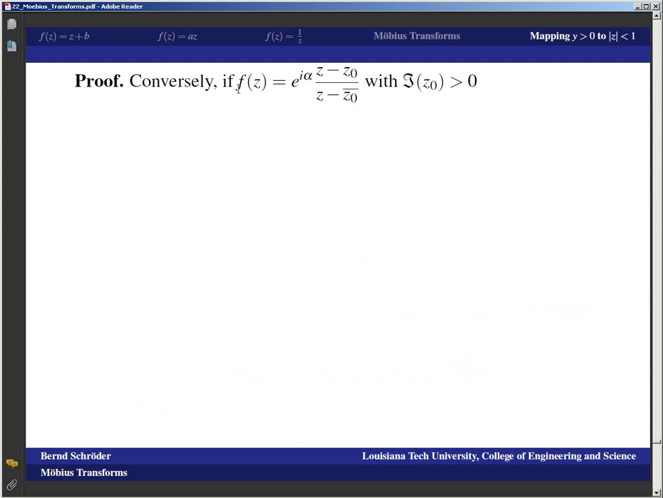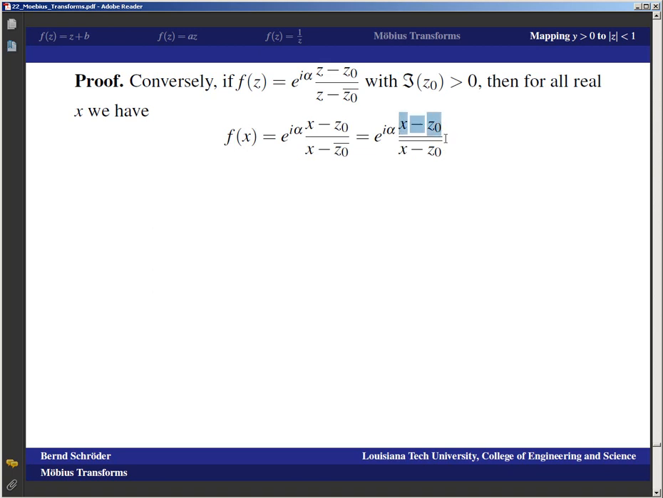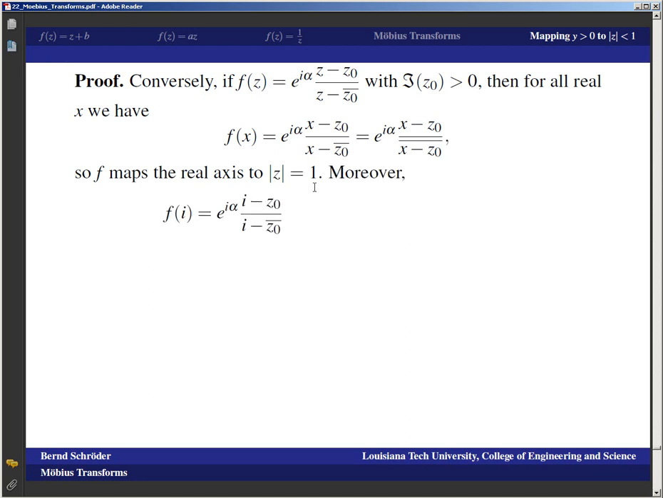Okay, conversely, if f is of this form with imaginary part greater than 0, then for all real numbers x, we have f(x) is just obtained by plugging into the formula, that's e^{iα}(x - z0)/(x - z0 bar), and the absolute value of a number is equal to the absolute value of its conjugate, which means that f maps anything on the real axis, anything that is of the form x + 0i, to stuff that has absolute value equal to 1.